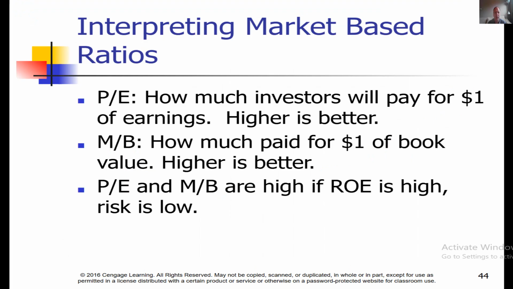So how do you interpret market-based ratios? Well, the price-to-earnings ratio is how much investors will pay for a dollar of earnings. From the point of view of the company, higher is better. For the investor, particularly if they are a value investor, lower might be better. Market to book is how much is paid for a dollar of book value. Again, from the point of view of the company selling the stock, higher is better. From the point of view of the investor, lower might be better. Price to earnings and market to book are high generally if ROE is high and risk is low. Of course, ROE being high could be due to high risk and high leverage.